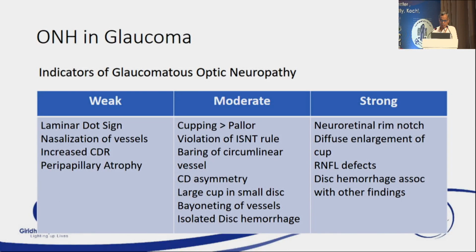Now, among all these indicators of glaucomatous optic neuropathy, the stronger ones include neural rim notch, diffuse enlargement of the cup, RNFL defects, and disc hemorrhages. Most of them are better seen on disc photography.